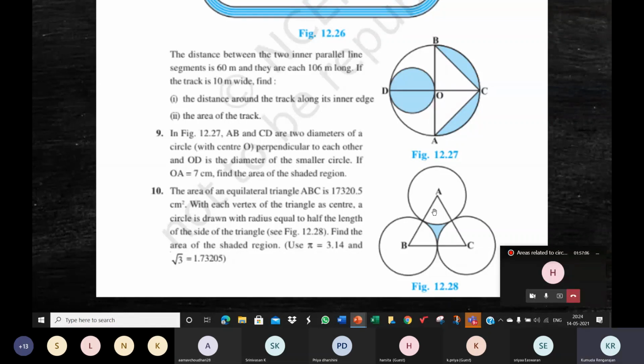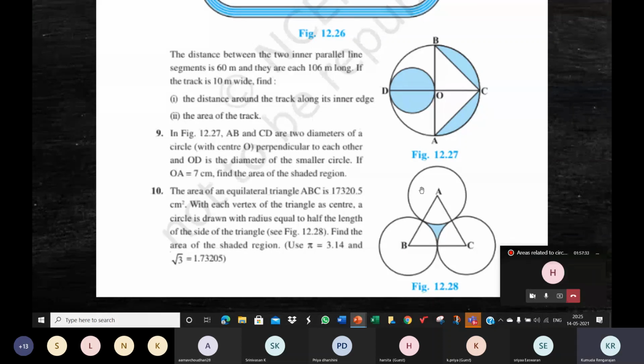So the area of one sector is 60 by 360 into pi r square. Multiply that by 3 to get the area of all the three sectors. So now the area of the triangle is given to you. From that, take away the area of the three sectors to get the area of the shaded region.